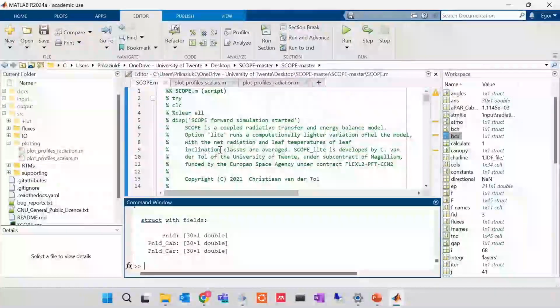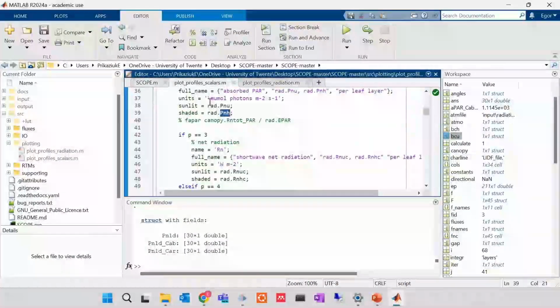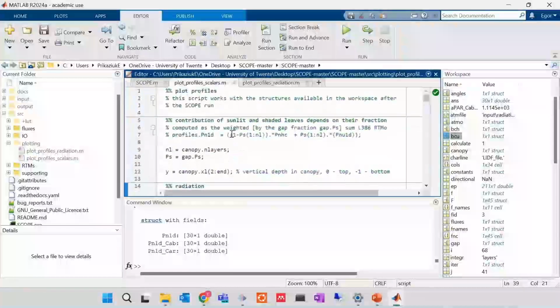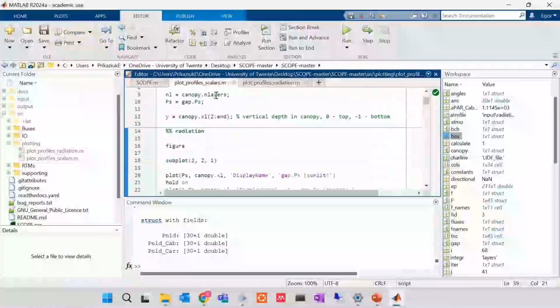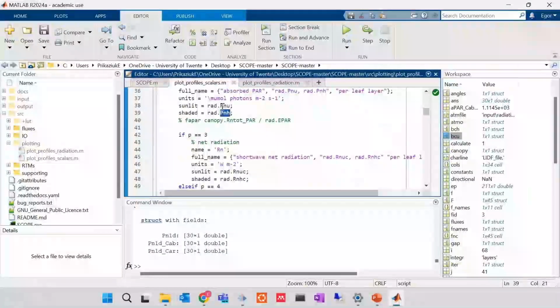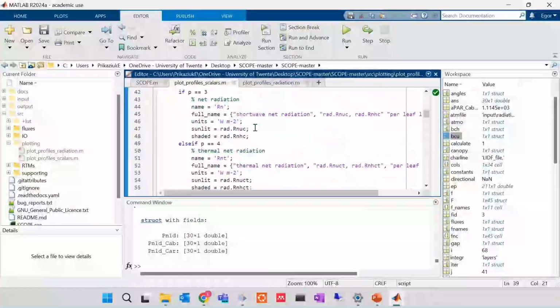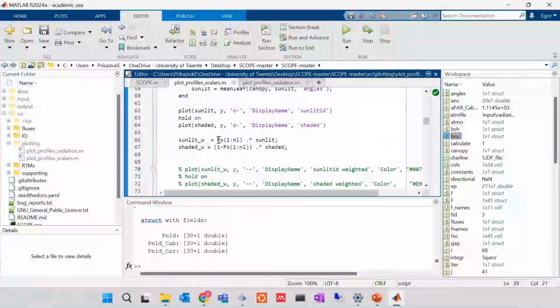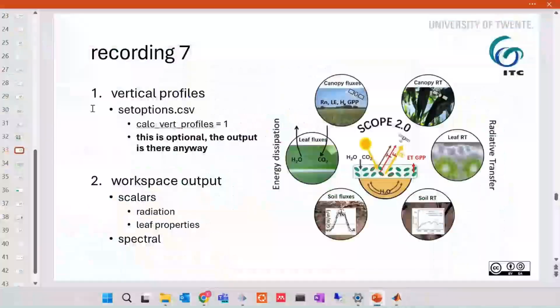There are 3 layers, and these numbers are exactly the same as the ones I was plotting in the first graph. So if I go down here, the PN1D is the weighted sum of PNU and PNH weighted by the PS, by the gap fraction. That's it.